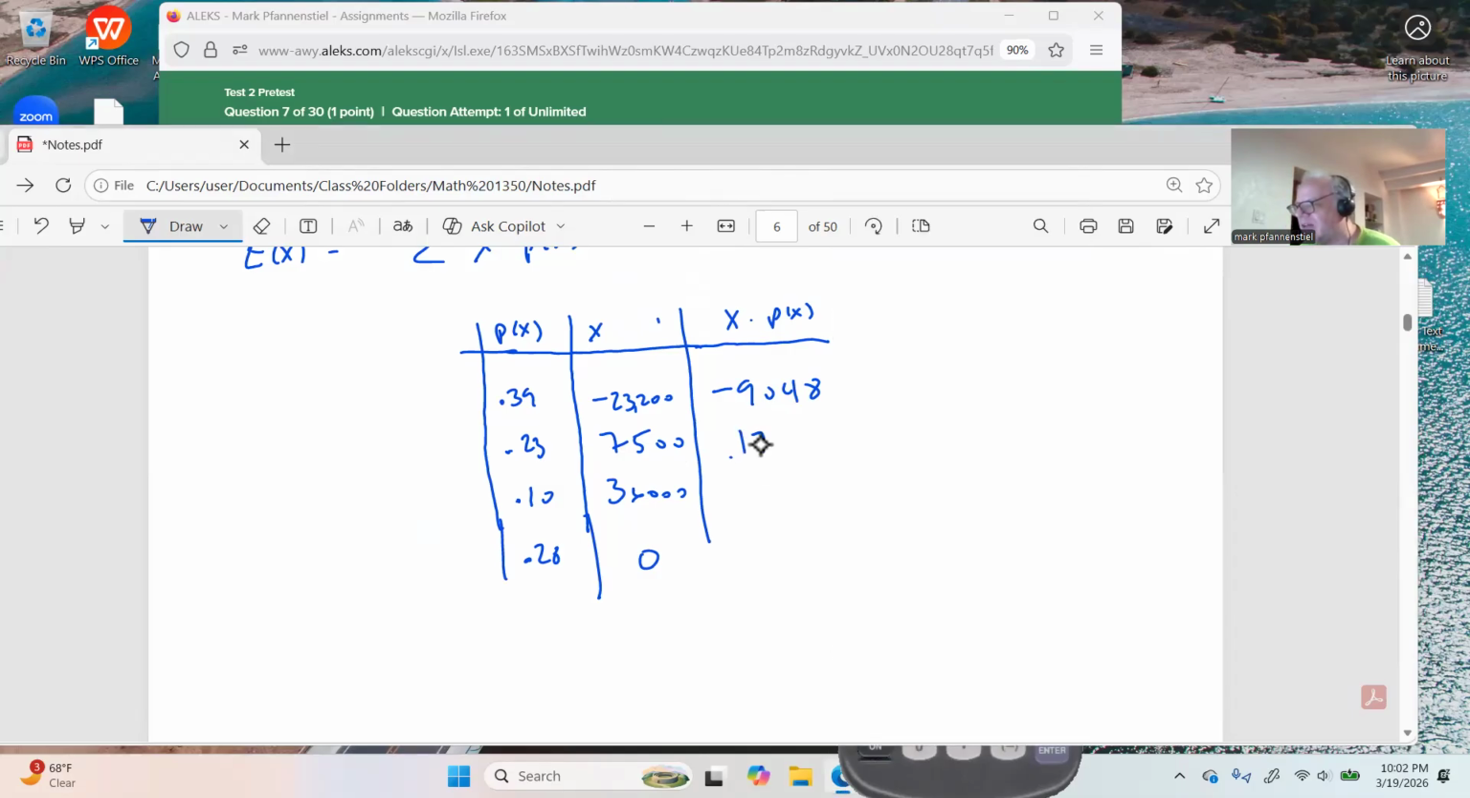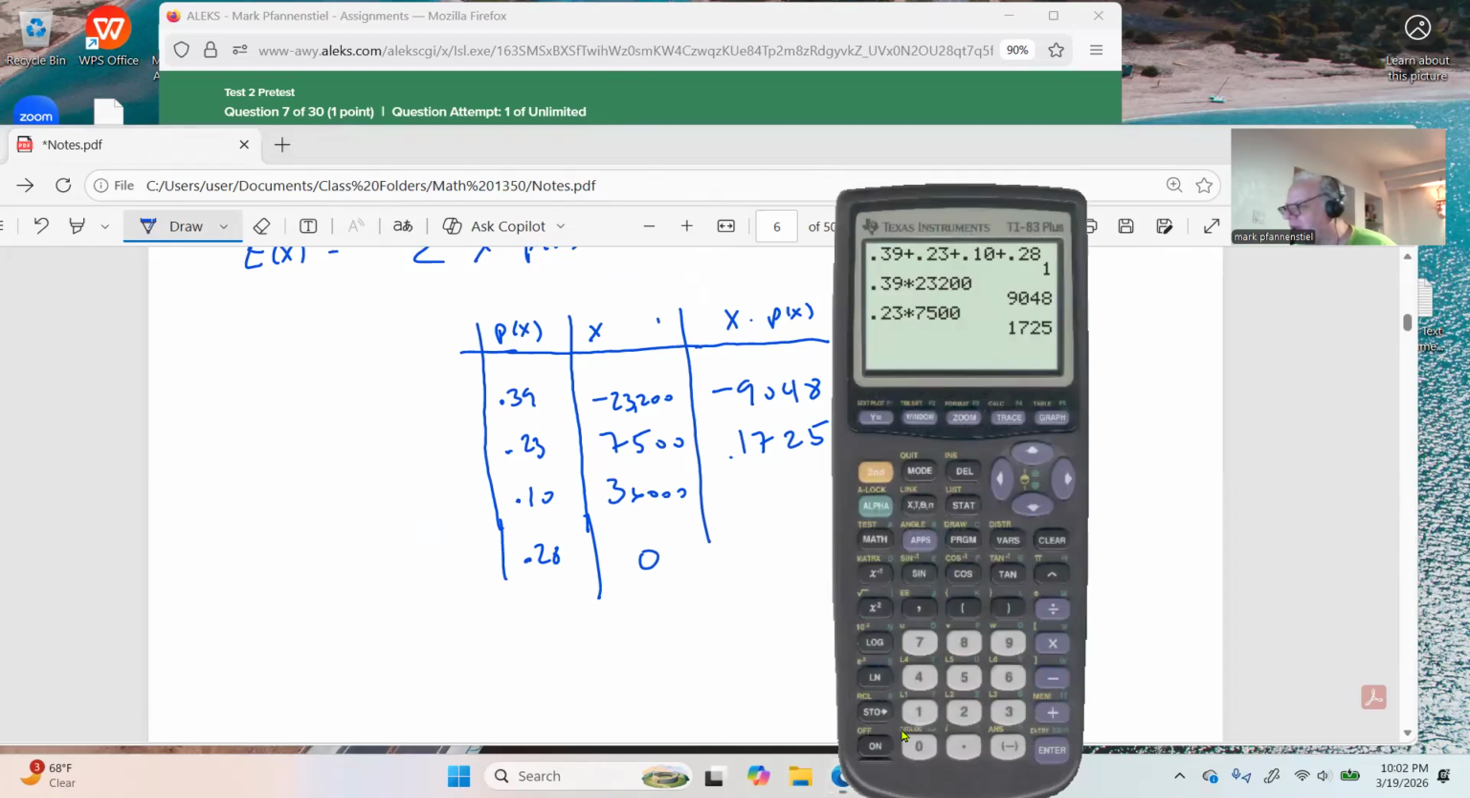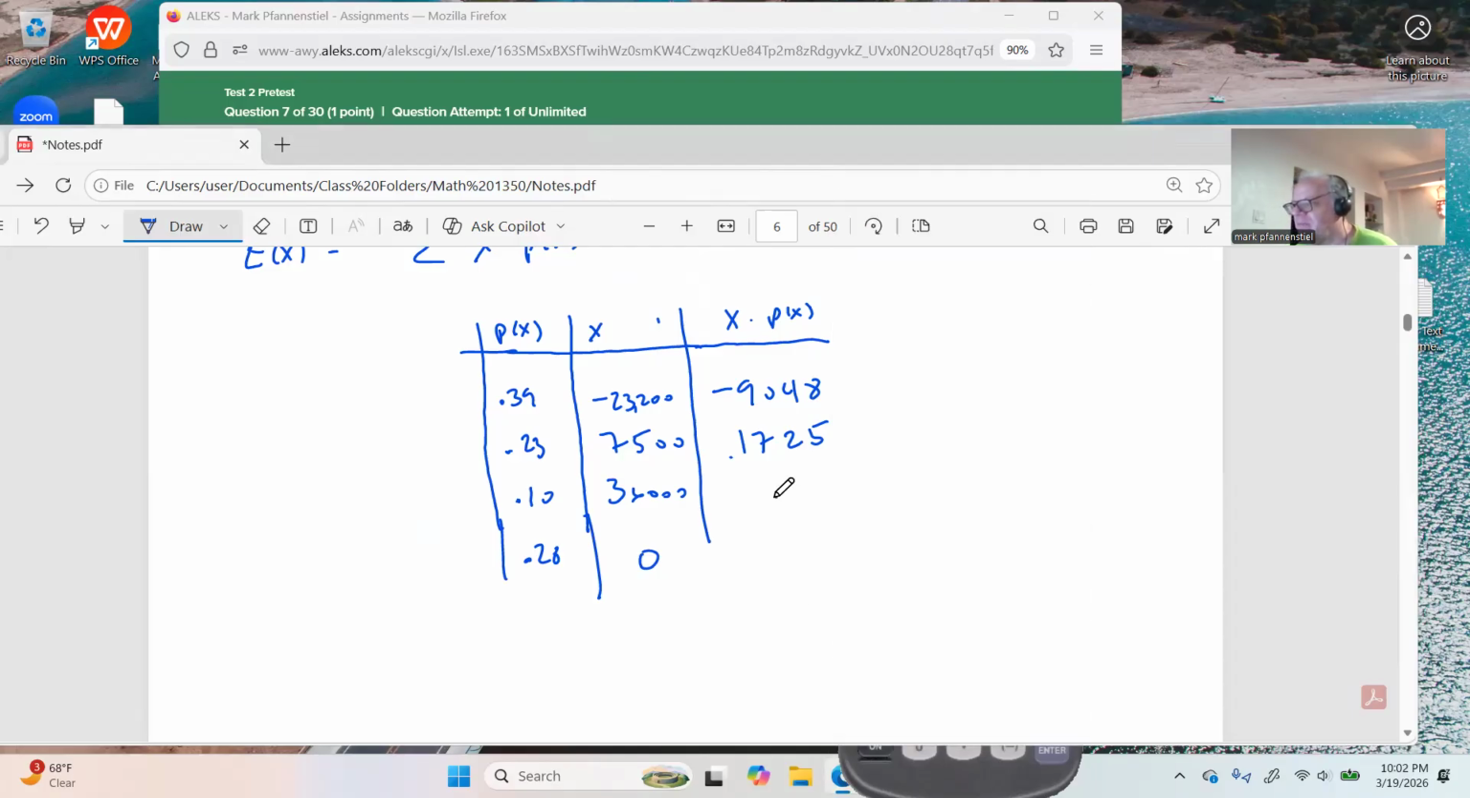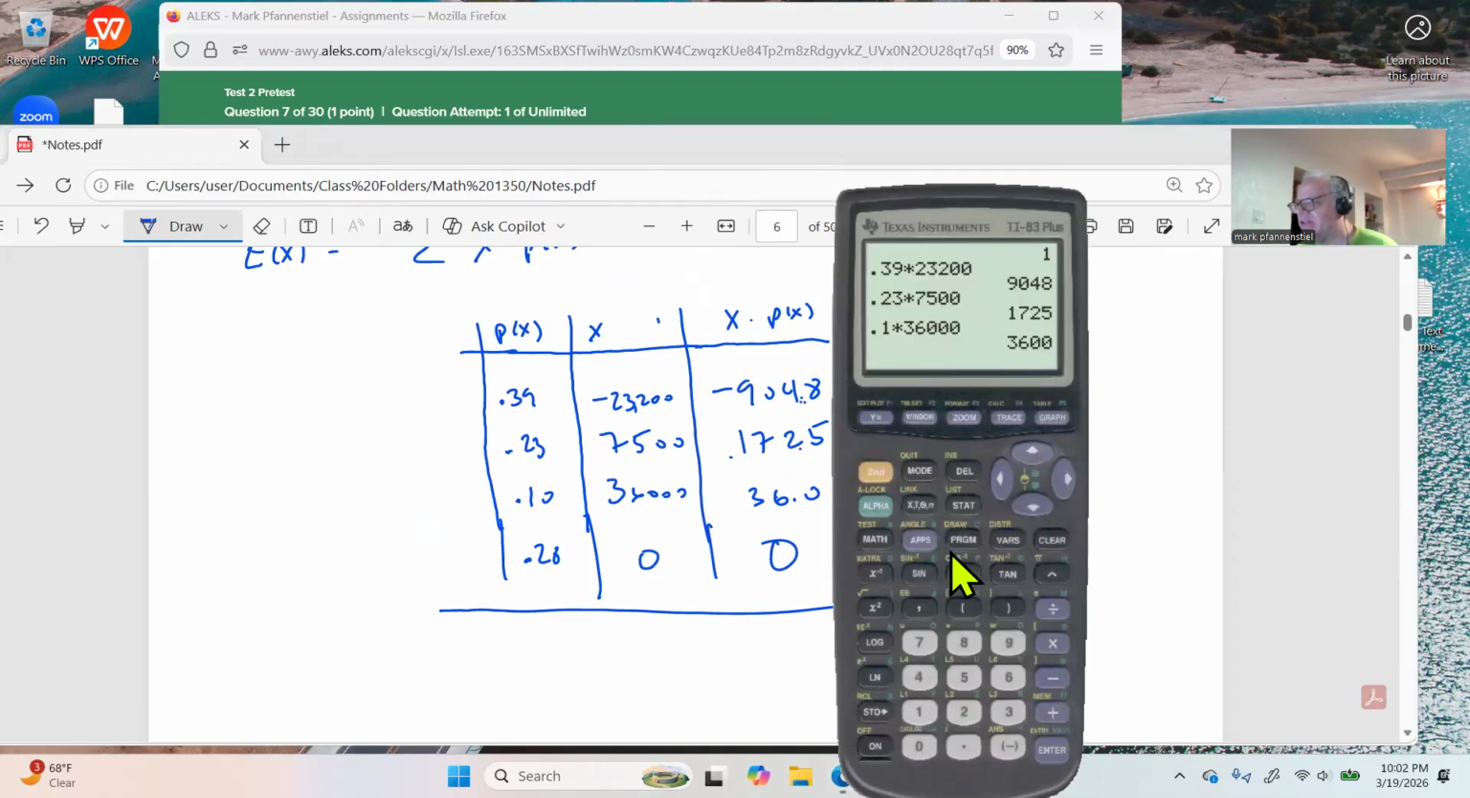1,725. Okay. Next one is 0.10 times 36,000. It's going to be 3,600. Okay, 3,600. And I'll do the hard one, 0.28 times 0. Now, what we have to do is add all these pieces up. I'm going to take this one plus this one minus the 9,048, and we'll go ahead and do that.